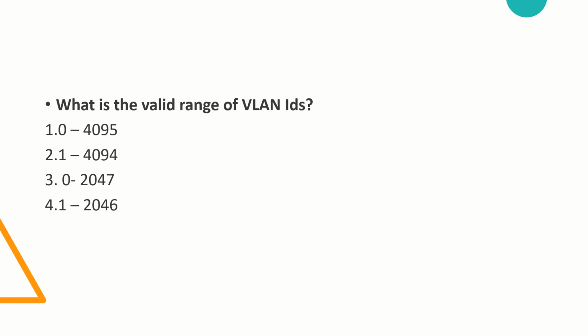What is the valid range of VLAN IDs? Between 1 and 4094. Yes.